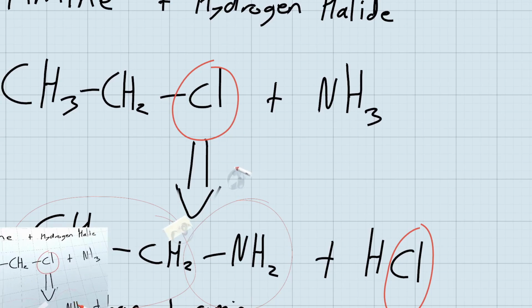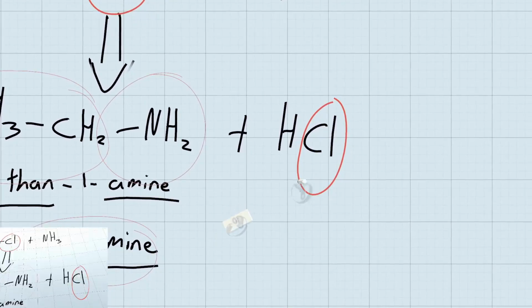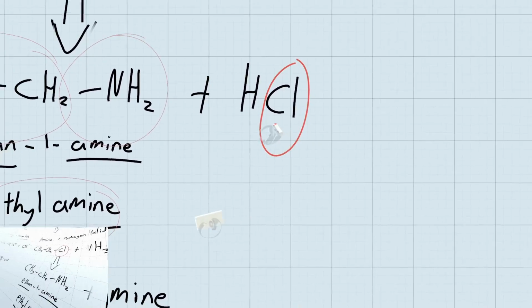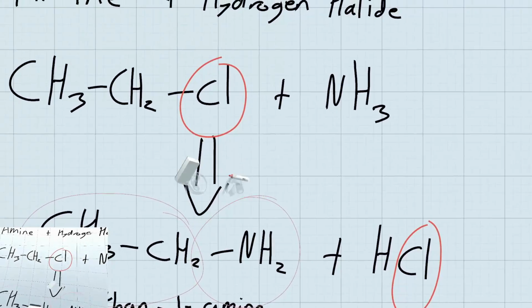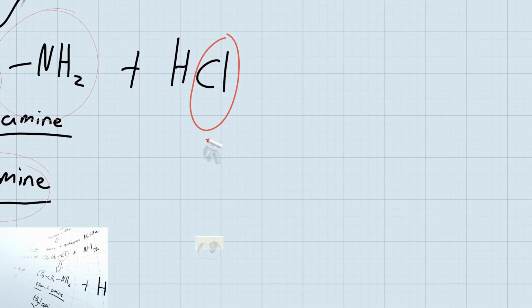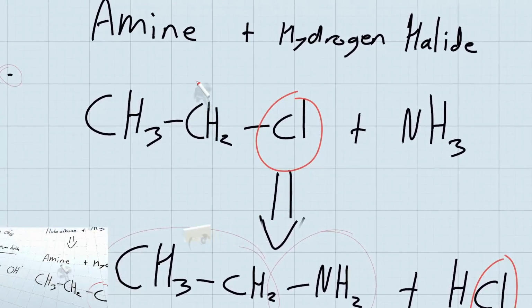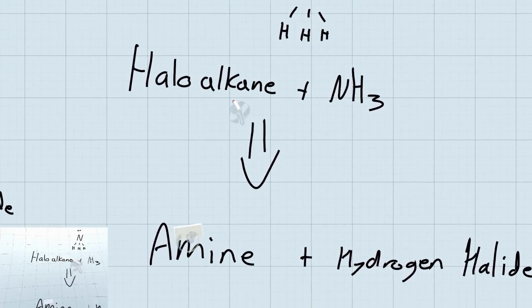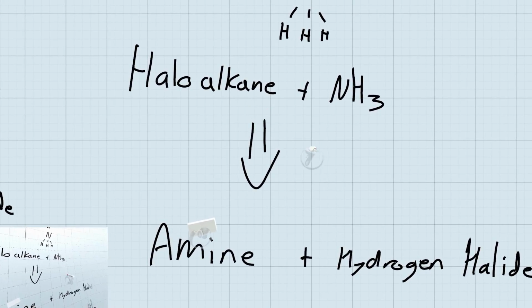So if we're using, say, bromine, we'll have hydrogen bromide. If we had, say, fluorine, it would be hydrogen fluoride. You get the idea. In this case, since we're using chlorine, it is now hydrogen chloride. Awesome. So the overall reaction is a haloalkane plus ammonia solution forming an amine.